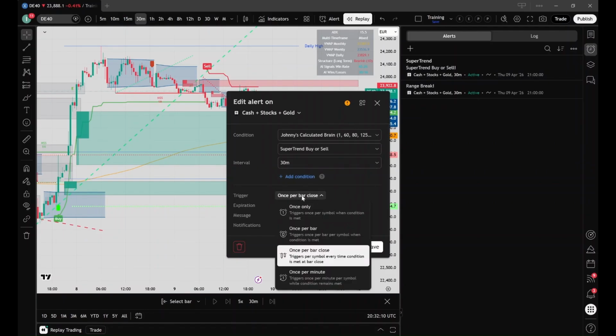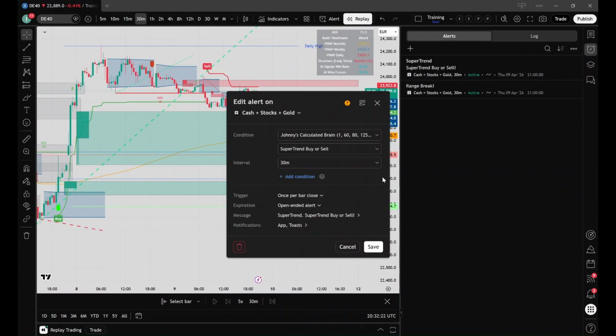The trigger must not be once per bar. You'll get absolutely spammed and you'll receive alerts midway before a candle close. You need to set them to once per bar close, so that once a candle closes, only then you're alerted off the back of confirmation, not midway.